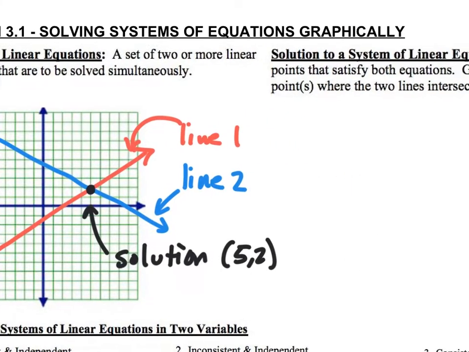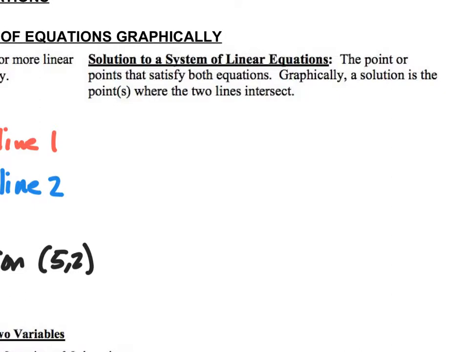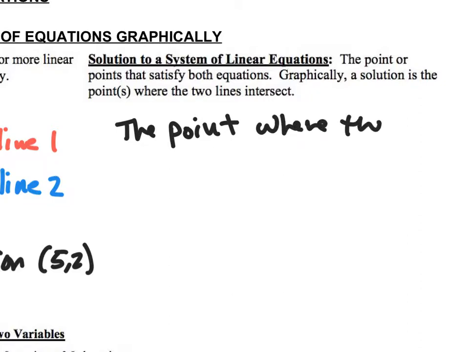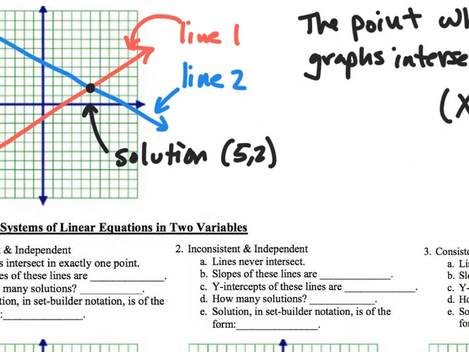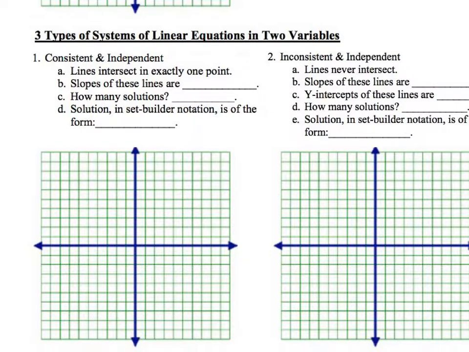So graphically, when we're talking about the solution to a system of linear equations, we're talking about the point where the graphs intersect. And we're looking for that value to be an x value and a y value. We'll learn how to do this algebraically in the future, but for right now, we're just going to do it graphically. So let's talk about a couple of different types of solutions.